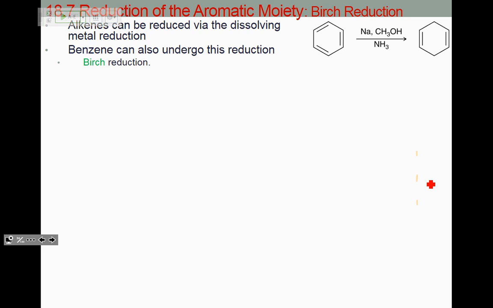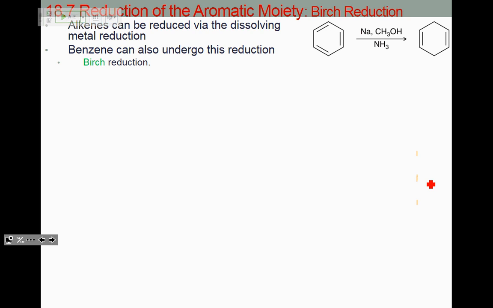Alkenes can be reduced via a dissolving metal reduction. We've seen this before with taking a triple bond and forming the trans double bond. These conditions can also be used to reduce the benzene ring, but what we're always going to form is a net loss of one pi bond, so we're going to retain two of them, and the two pi bonds are going to be across from each other. So that's going to be this particular reaction.